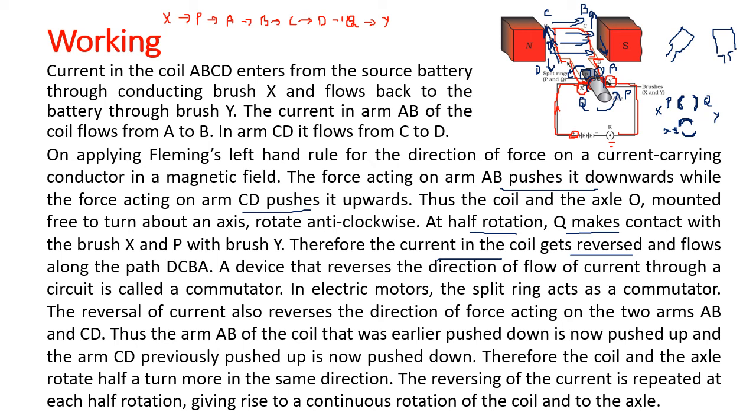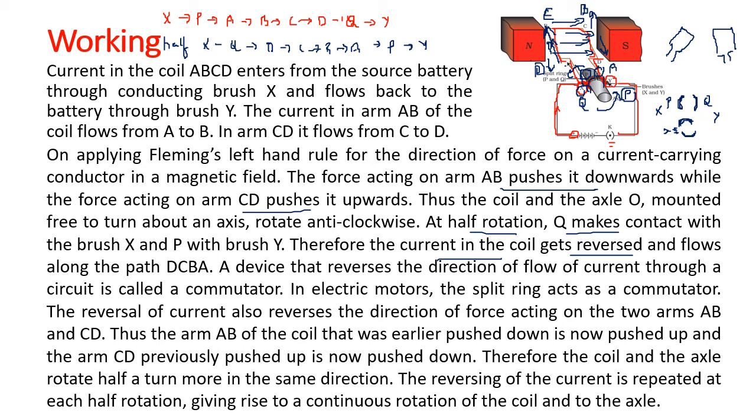So after half rotation, the current passes from X to Q, Q to C, to D, D to C, C to B, B to A, A to P and P to Y. So the current direction has reversed.